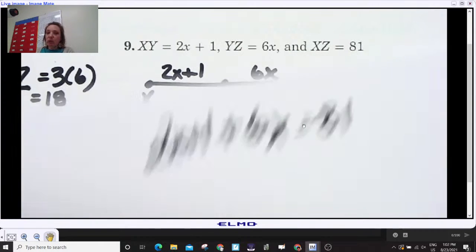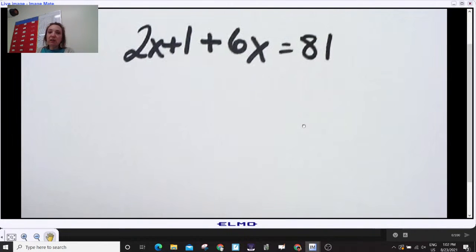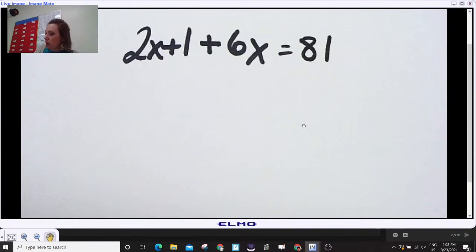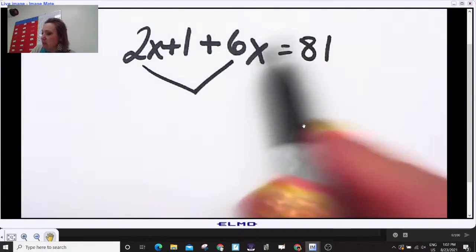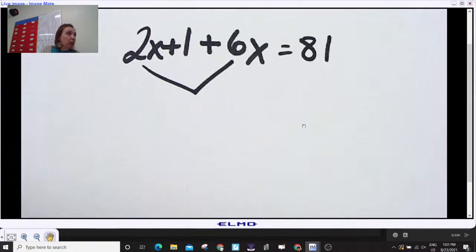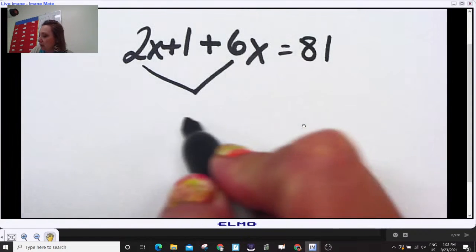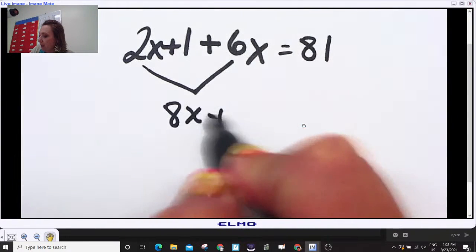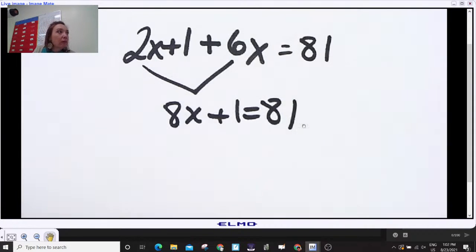Okay, so now what do we do? Now that we have this, combine like terms. So we're going to add our 2x and our 6x. Remember, they're already in the same room. We don't need to take some of them out to put them back in. They're already there. So we just add them together. So 2x and 6x gets me 8x. Now what do we do?